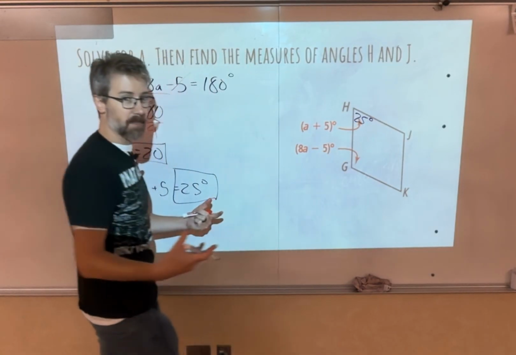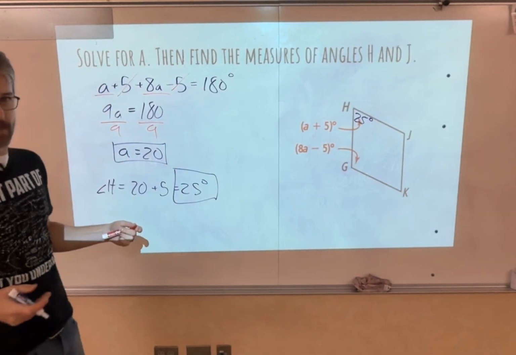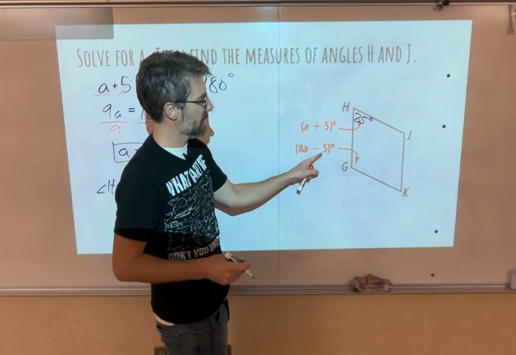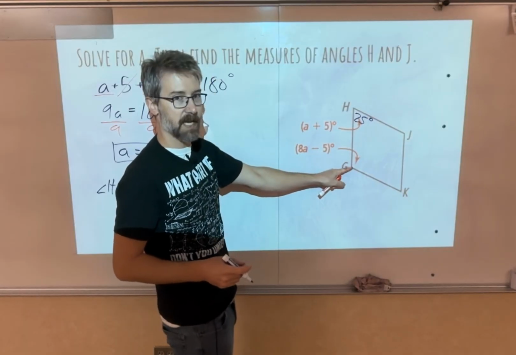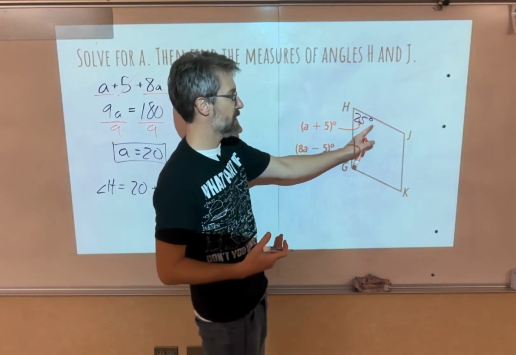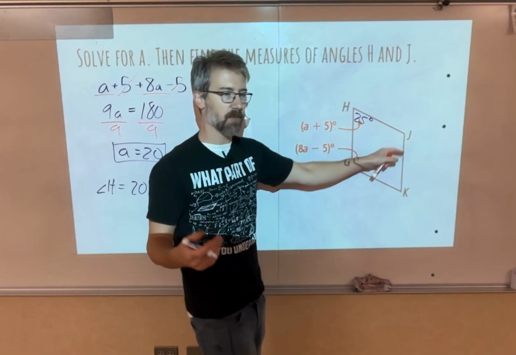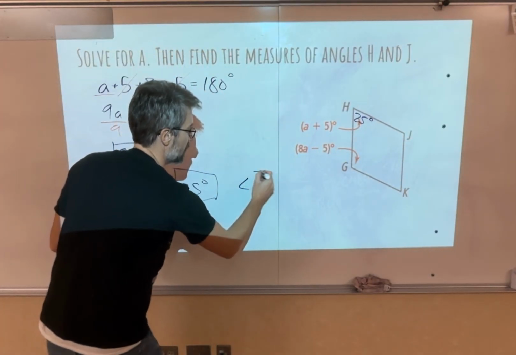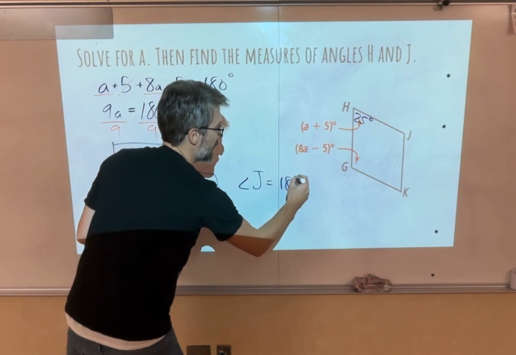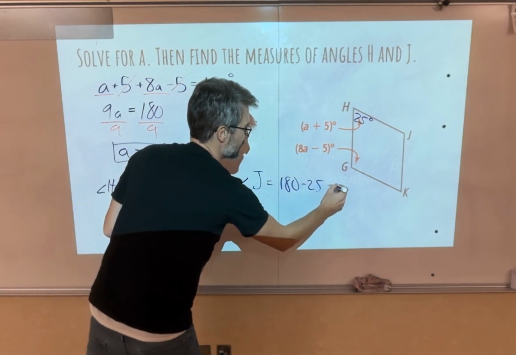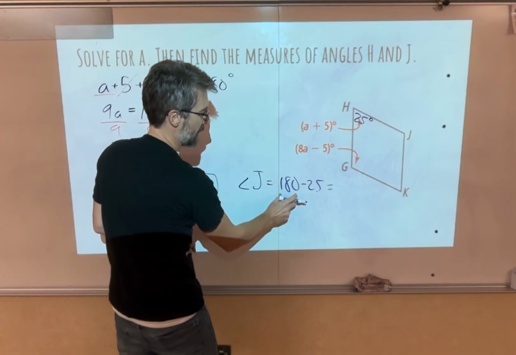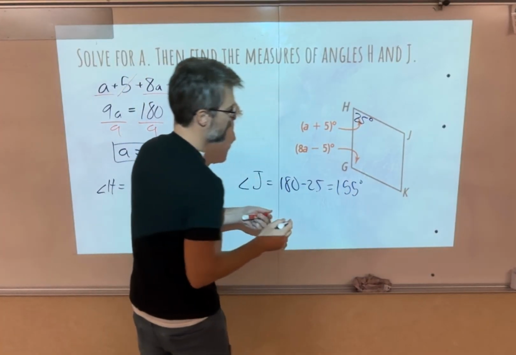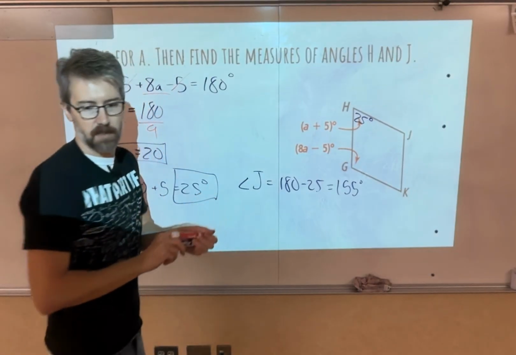Now there's two options for finding the other angle, for angle J. I know it's equal to this, so I could take that same 20 and plug it into here, and I should get what angle G is. Or I know that these two consecutive angles add up to 180, so for angle J, I could also do 180 minus 25, which I think is a little bit quicker. So I'm going to do that, and that is 155 degrees.